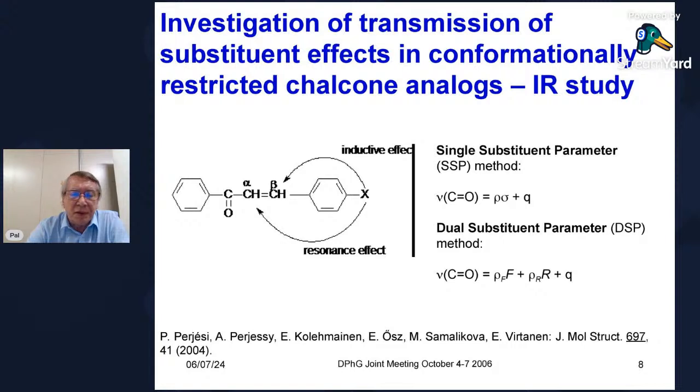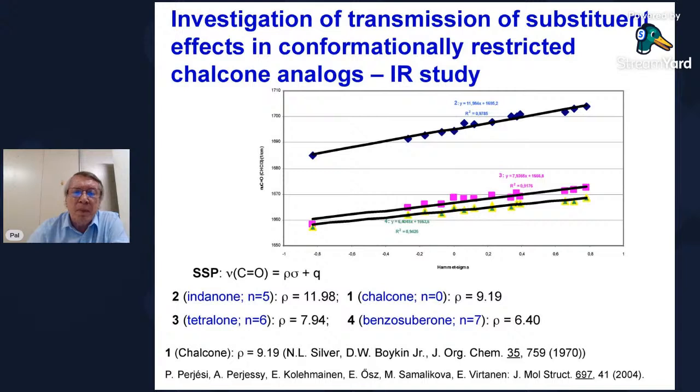Analysis of electronic effects can be performed by the so-called single substituent parameter method or dual substituent parameter methods. In the first case, we are using only one set of substituent parameters, which involves both the inductive and the resonance effects of substituents. In the dual substituent parameters, we are using parameters which separately characterize the inductive and the resonance effects of one particular substituent.